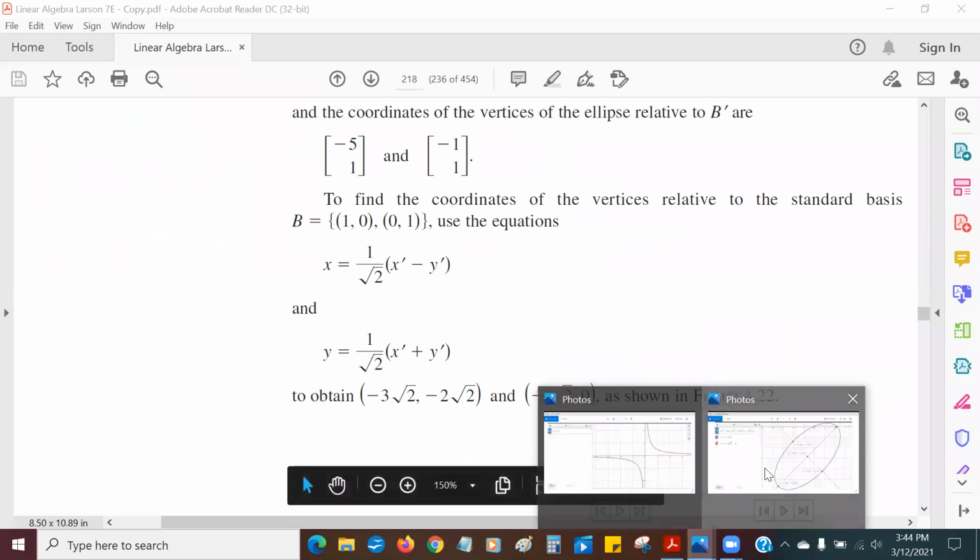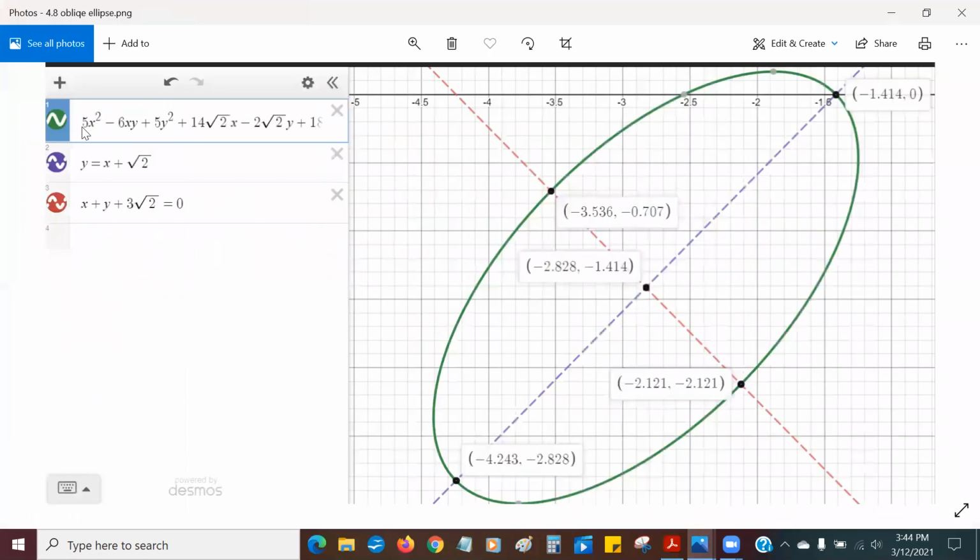So here's Desmos. Now I just typed into Desmos the initial equation: 5x squared minus 6xy plus 5y squared plus 14 rad 2 x minus 2 rad 2 y plus 18 equals 0. I couldn't fit the whole thing on the screen. I just plugged it in the regular way, and here I have, this is one axis, that's the other axis. So this is the major axis, that's the minor one. And if you notice the vertex, well, 1.414, that's the square root of 2. So this is negative rad 2, comma 0.